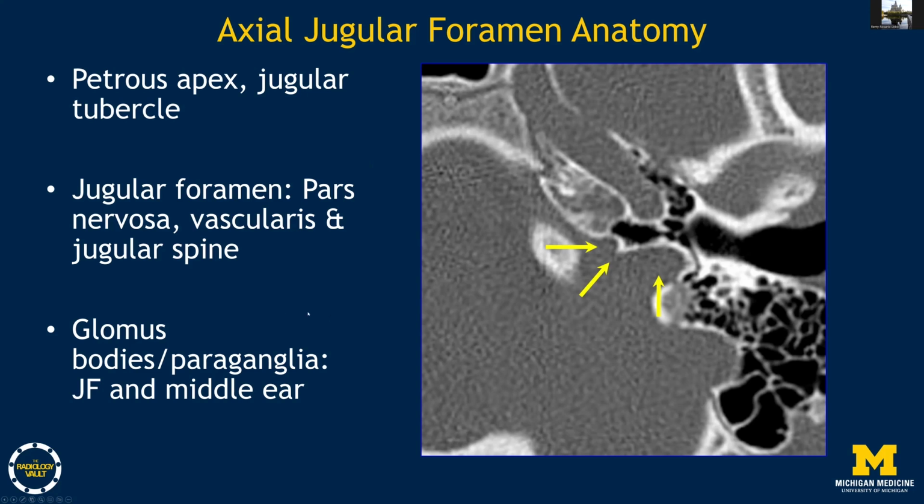Glomus bodies live in this area. If you know what lives in this area, you know what kind of pathology you can create. If you have glomus bodies, you can make paraganglia. You'll see those through the jugular foramen. And also you see a view of the middle ear here. So there's also glomus bodies there.